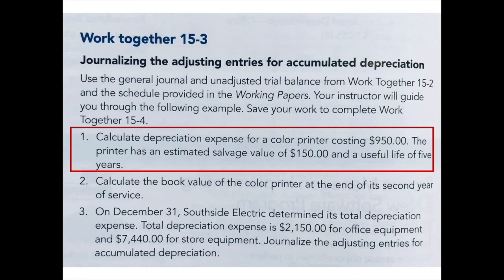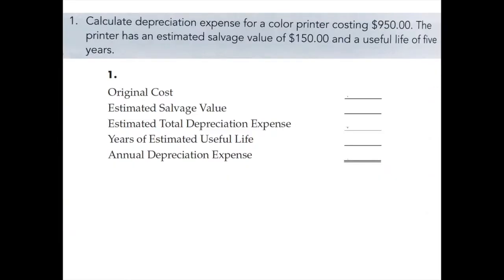Going to page 430 again, in your working papers, you should have a sheet that looks like this. So when we take the information there, our original cost is right up here. So that would be our $950. Our salvage value is right there, what we expect to get after we sell it. After we're done with it, $150 will be our estimated total depreciation. So we take $950 minus $150, and so we figure it's going to depreciate $800 over the course of its useful life.